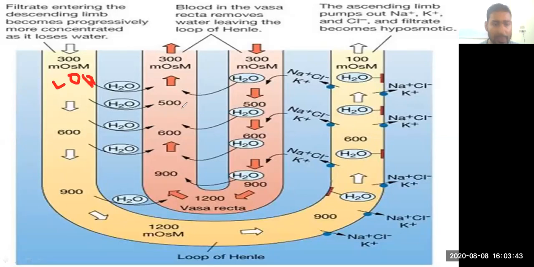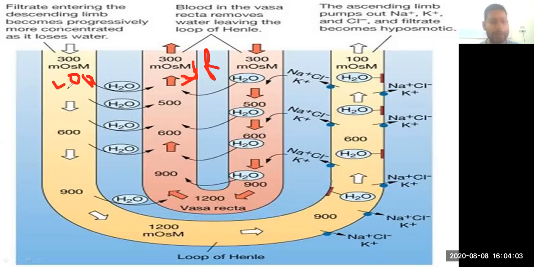This is LOH. Just wait, what have they given? 300, yes. So this is the loop of Henle, and here they have given the Vasa recta. So this is the VR, Vasa recta. Clear? So you should make this concept clear. Here they have given the loop of Henle, and here it is the Vasa recta.